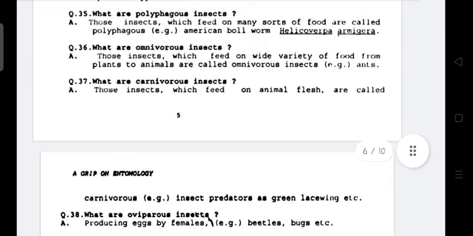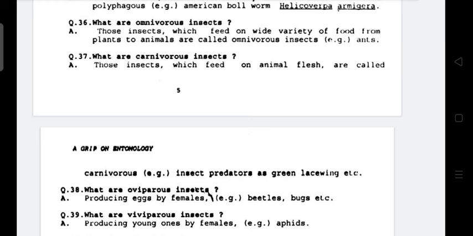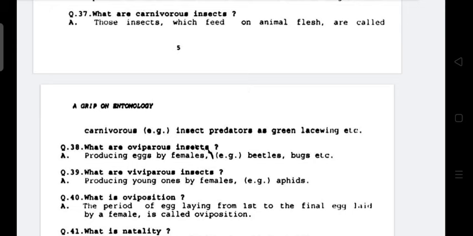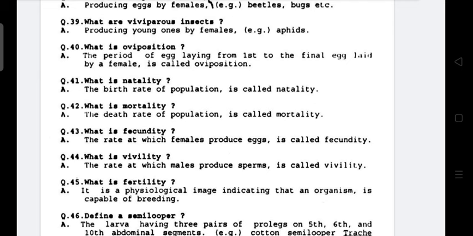What are carnivorous insects? These feed only on flesh. Those insects which feed on animal flesh are called carnivorous insects, like predators, green lacewings, mantids and odonate insects. What are oviparous insects? They are always related to eggs, producing eggs by females. What are viviparous insects? They produce young ones by females.